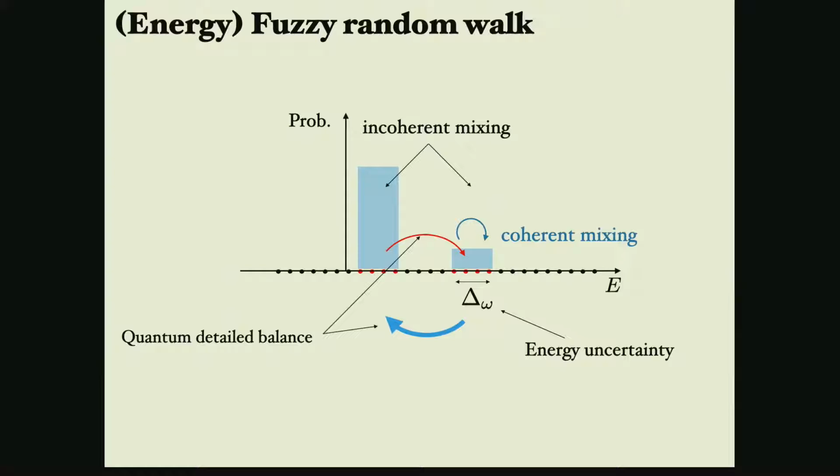Sorry, can you explain what coherent mixing is? All right, so when you apply these jumps, it may not increase entropy. You could just rotate the states around. There are parts that could increase entropy, and there are parts that don't.